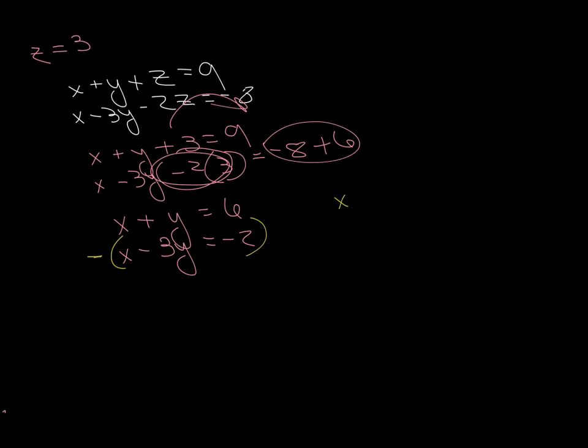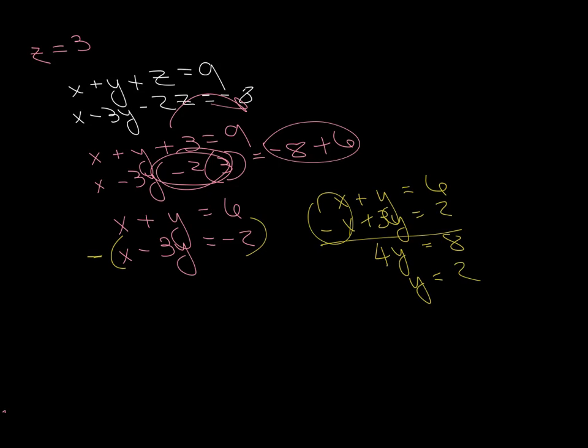So I get x plus y equals 6, and the bottom is going to be -x plus 3y equals 2. Add these and they go away, and I have 4y equals 8 and y equals 2. Okay, so now I have y equals 2.